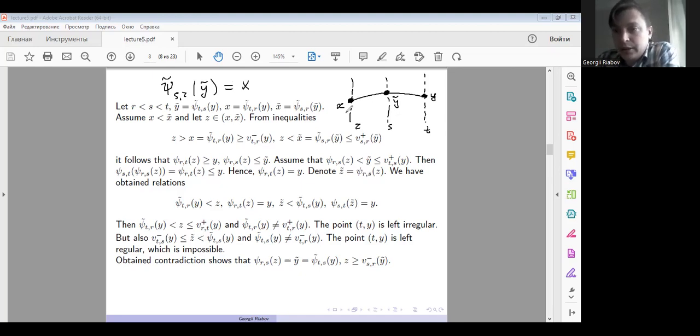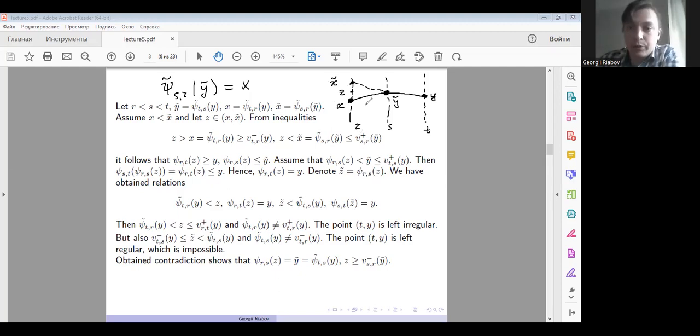Assume this is not the case. Assume actually that X is less than tilde X, meaning that psi tilde takes Y tilde to X tilde, which is bigger than X. Then we can take a point here, point Z.